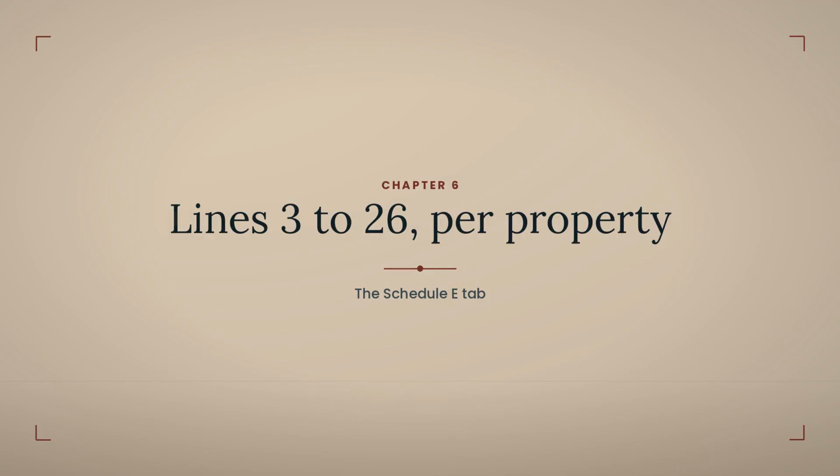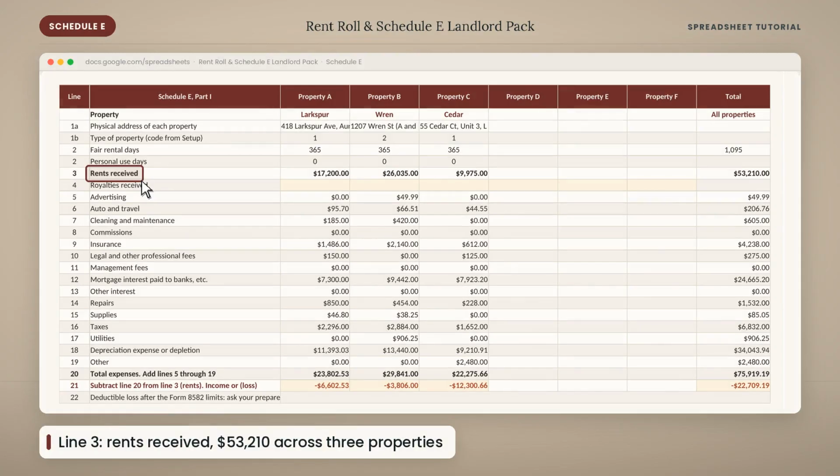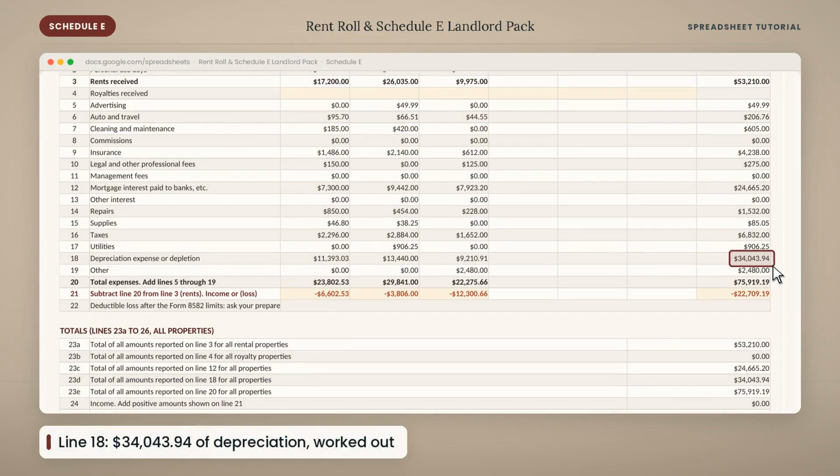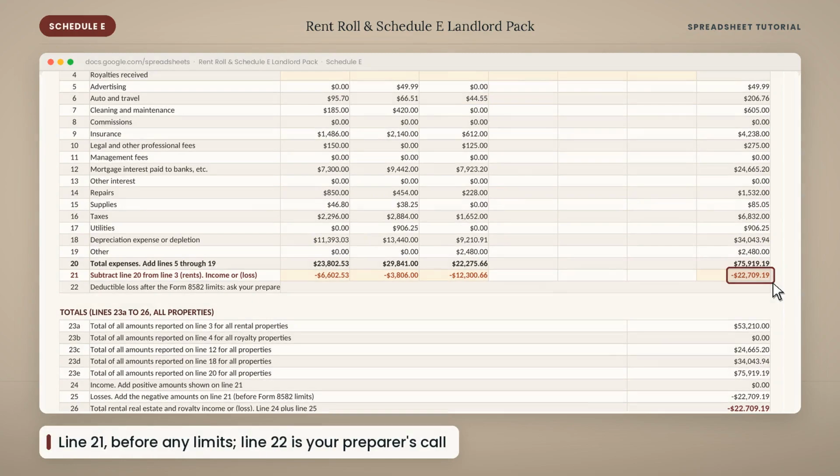Chapter 6. Lines 3 to 26, per property. Schedule E is part 1 of the form, 1 column per property. Line 3 is the cash you actually received this year, $53,210 across the 3 properties. Lines 5 to 19 come from the Expenses tab by line. Line 18 is the Depreciation tab, $34,043.94 this year, the deduction landlords forget. Line 21 is the arithmetic before any limits. A paper loss of $22,709.19 so far, because line 18 carries a full year of depreciation against 8 months of rent. Line 22 is your preparer's call.